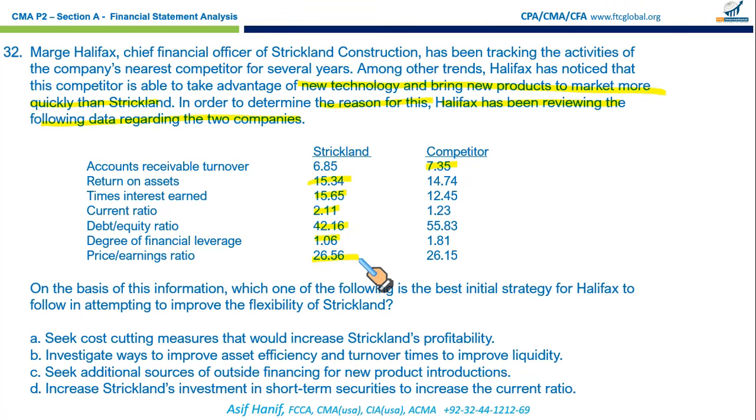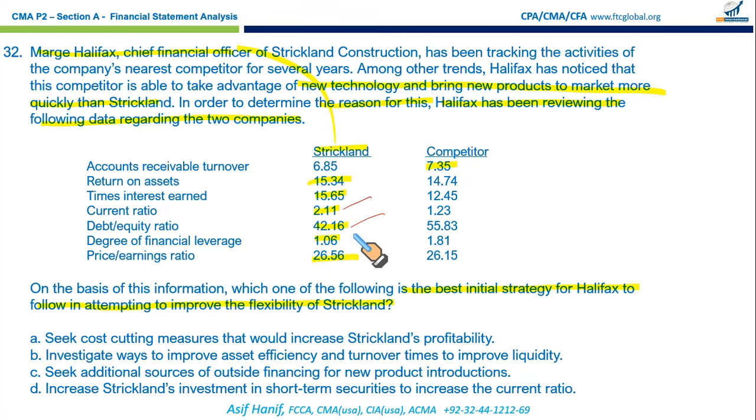Why are we still lagging behind? Why are we slow in bringing the new product to the market? On the basis of this information, which of the following is the best initial strategy for Halifax to follow in attempting to improve the flexibility of Strickland? Remember, Halifax is comparing his company's numbers with the competitor's business numbers, and the company is profitable, has good liquidity, has low leverage, solvency is good, but still we are not competing well with our competitors. So what is wrong? Why are we not good at competing with our competitor?